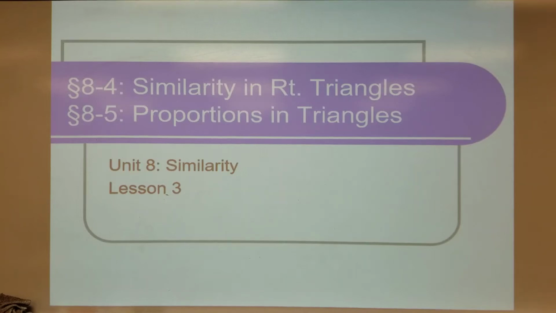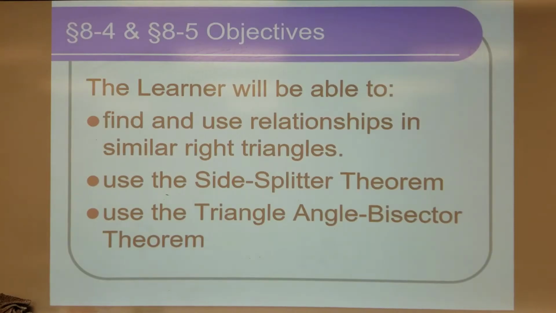All right, our final lesson in our similarity unit is an exploration of similarity in right triangles, and then also seeing what happens if we cut the sides of a triangle or bisect an angle in a triangle and create proportional segments. So as we explore these ideas, we're going to have to use our imagination a little bit.